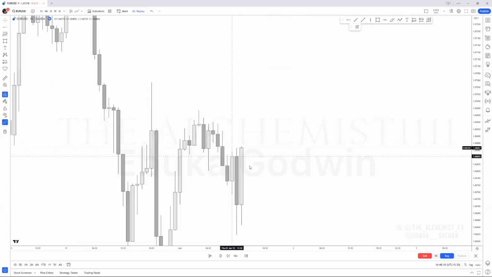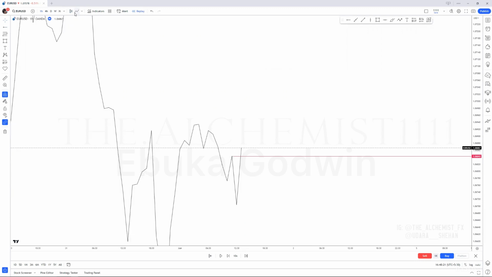What is this? A resistance being broken, right? A resistance being broken, then it turns into what? A support, right? Once a resistance is broken, we know that it turns into a support. But now, how do we know that we could trust this level? Right? That's the problem. How do we know that we could trust this level? So that is the reason why we use confluence, right? So our confluence will be a trend line. Look at this. Where's this?